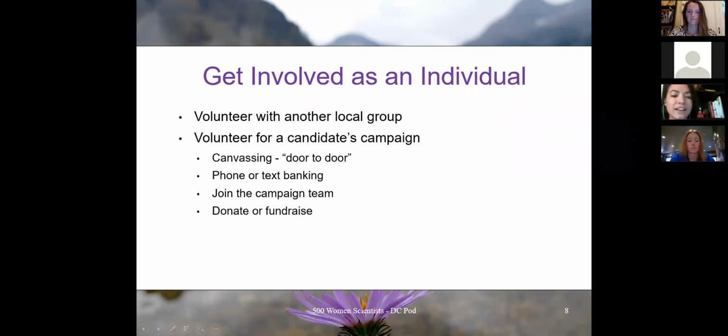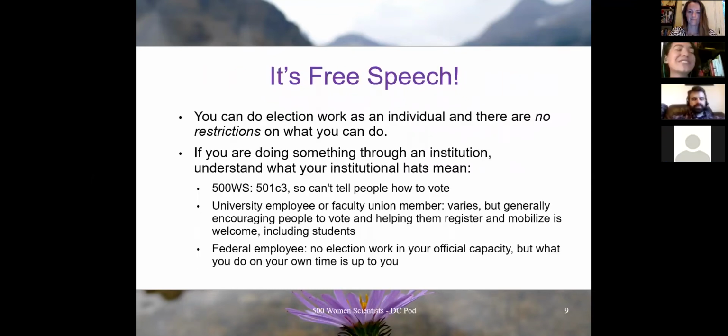To get involved as an individual, you can volunteer with another local group, or you can volunteer for a candidate's campaign. This includes canvassing, going door to door, phone or text banking voters, joining the campaign team, donating, or fundraising. You can do election work as an individual, and there are no restrictions on what you can do. If it's something you do through an institution, just know that your institutional hat's on.